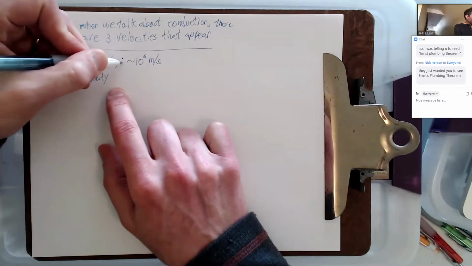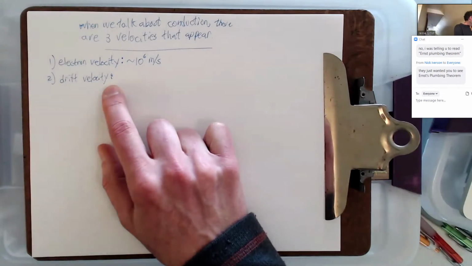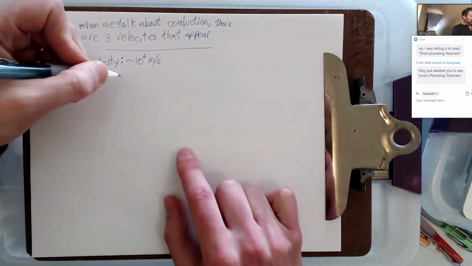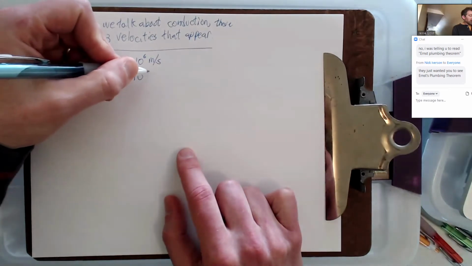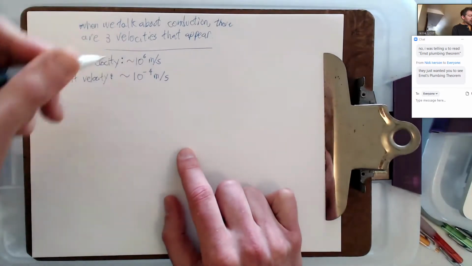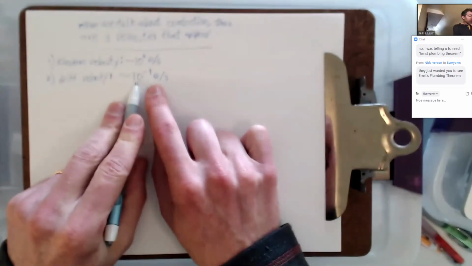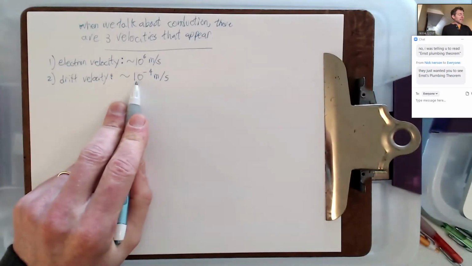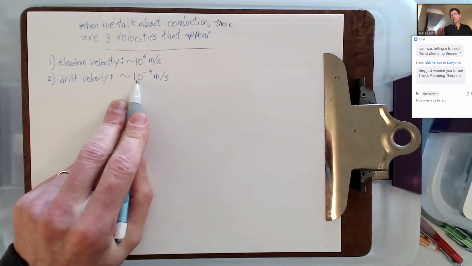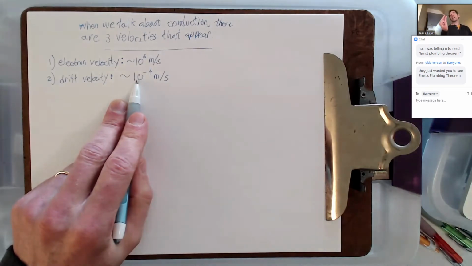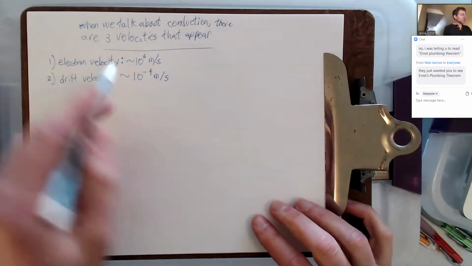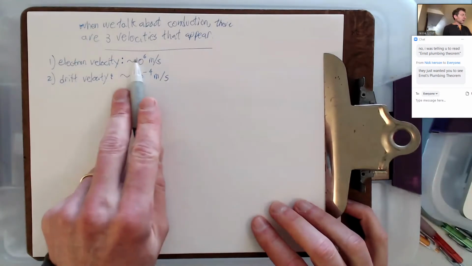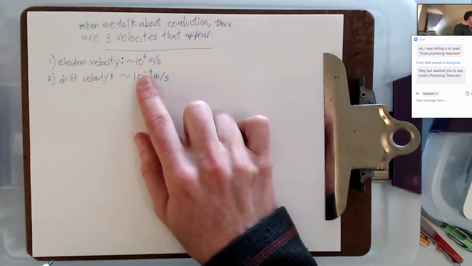So the second velocity that matters to us is what's called the drift velocity. And this is on the order of 10 to the minus 4 meters per second. So the first thing you've got to notice is this is incredibly slow, right? That's a tenth of a millimeter per second. So it takes 10 seconds to go this far, 100 seconds to go a centimeter. That's a long time. So this is 10 orders of magnitude slower than that, whatever this one is.